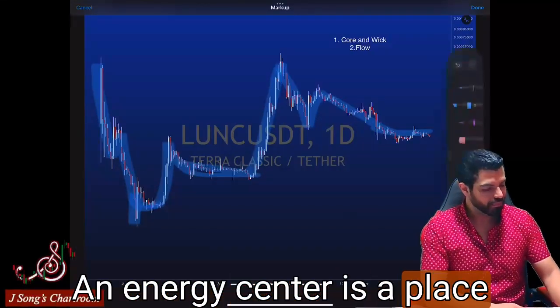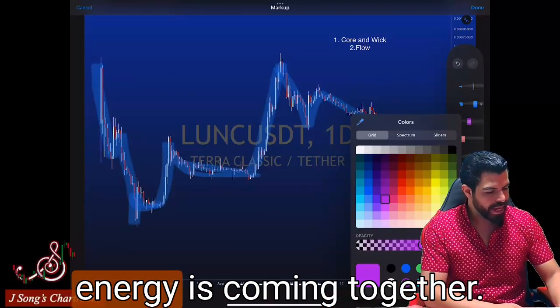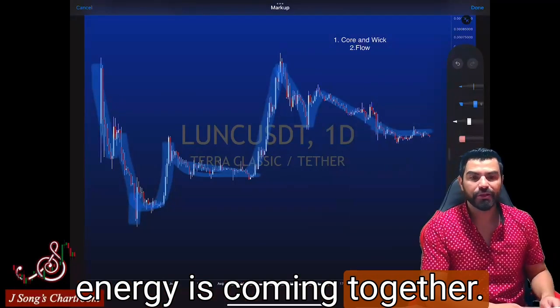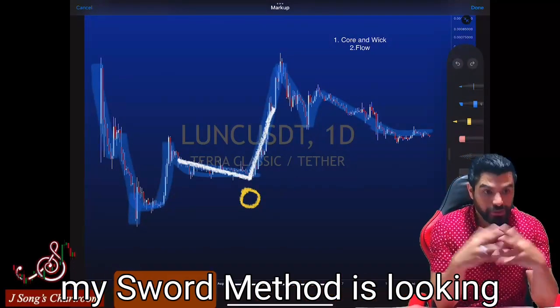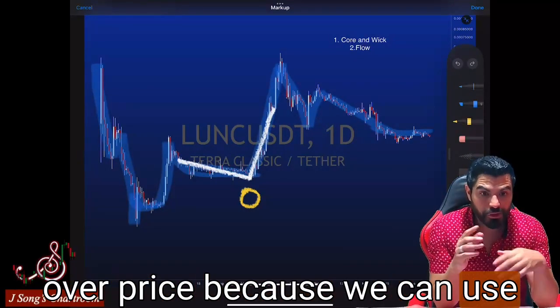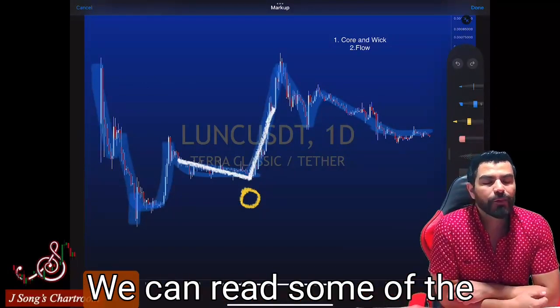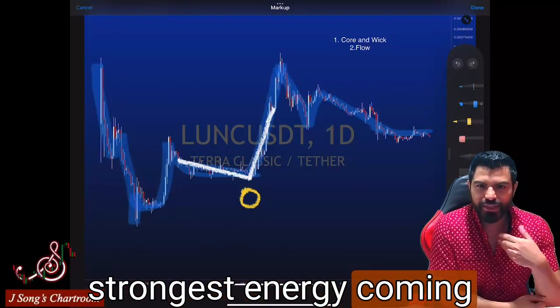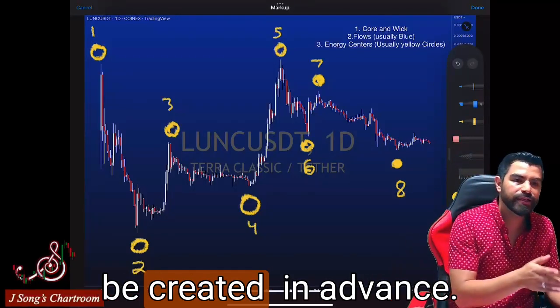An energy center is a place on price action where energy is coming together. I usually draw them as like a yellow circle. One of the foundations for my sword method is looking for these energy centers all over price, because we can use almost every single one of them in what I call reverberations. We can read some of the strongest energy coming in, and you can use these points in the story that will be created in events.